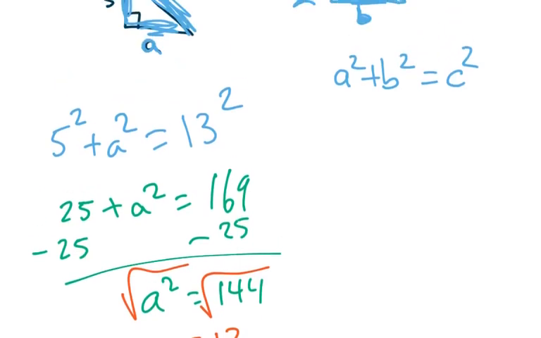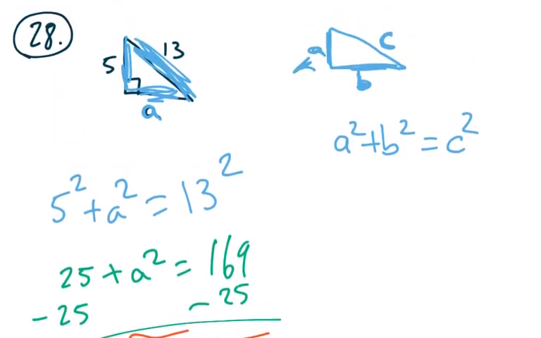Now, some of you may be arguing a should be plus or minus 12, but in the context of the problem, we're talking about length. And because we're talking about length, it does not have direction. So if length does not have direction, it would have to be positive, not negative. In other words, you don't say that I walked -6 miles.